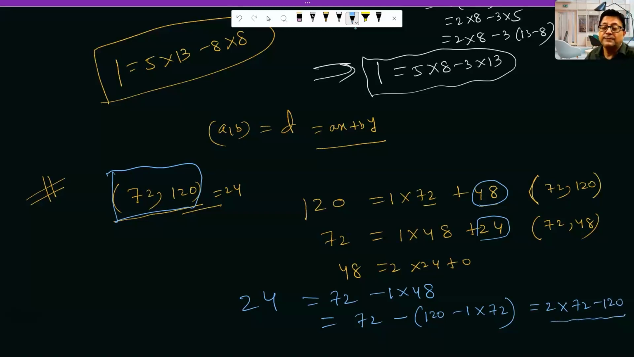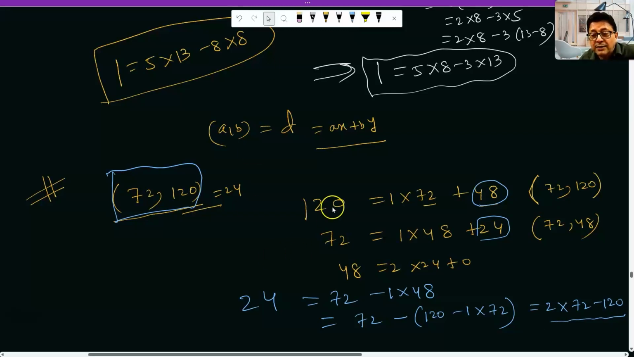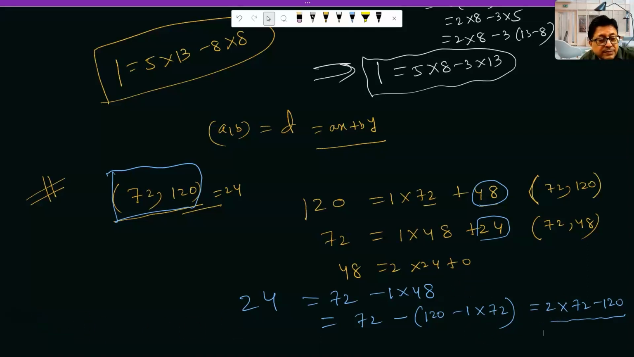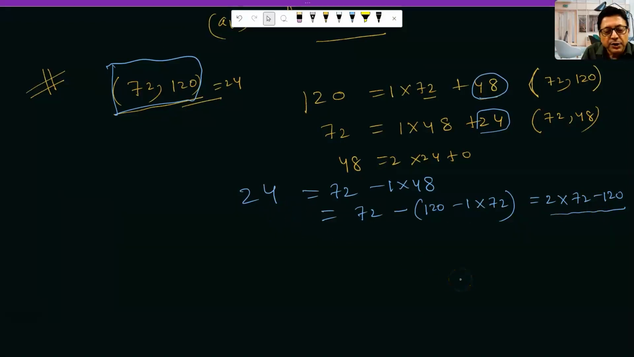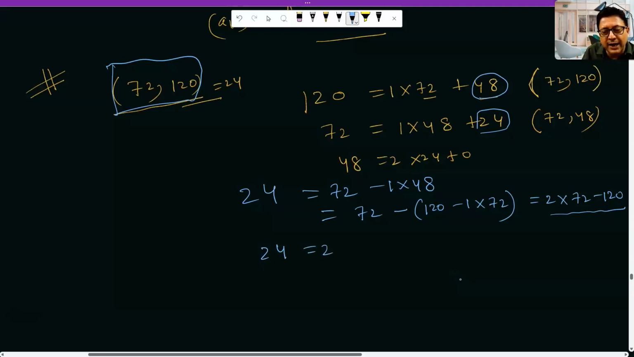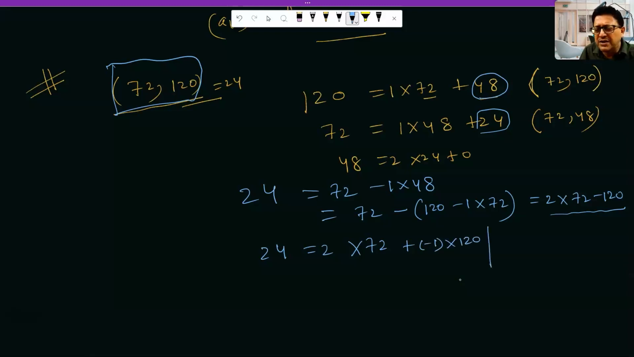Am I clear? So it is done. Is it done? Check once. So this is 144 minus 120. It is correct. So 24 you have expressed as 2 into 72 plus minus 1 into 120. This is a very important technique, very important topic in number theory. To express GCD as the linear combination of two given integers whose GCD you found.